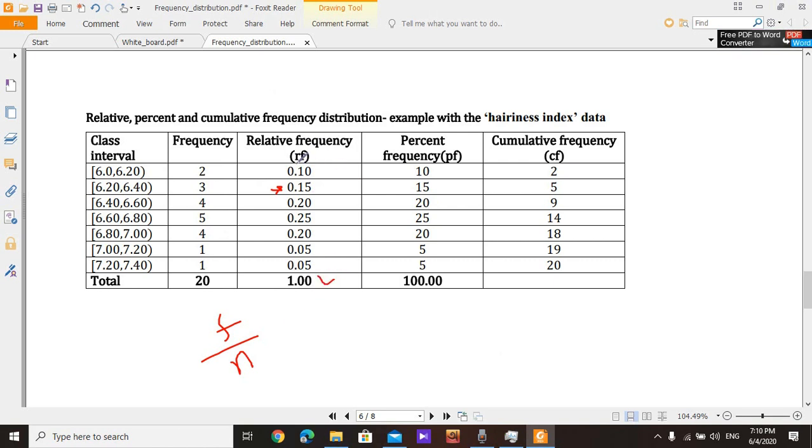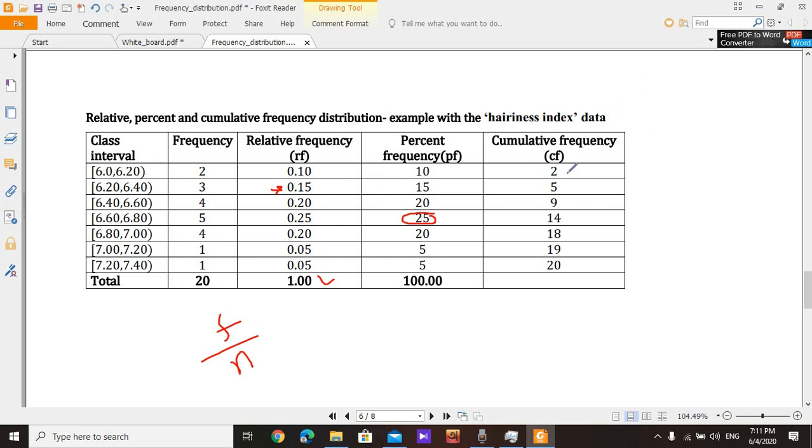If we convert it to percentage, then we just have to multiply by 100, so we have 10, 15, 20, and it totals 100%. So we can say that out of 20 observations, 25% of the observations' hairiness index lie in this interval, that is 6.60 to 6.80 exclusive.